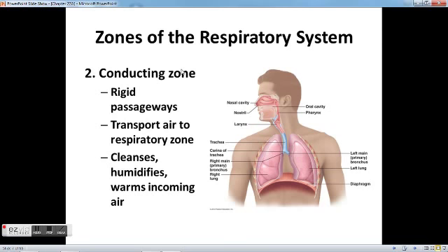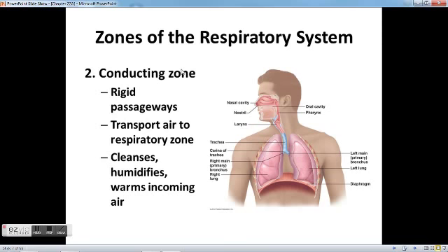Now, most of these passageways are really rigid because the very last thing you want is any of these structures to collapse. So things like your nasal cavity and your throat and your primary and secondary bronchi, those are really rigid structures because if they collapsed or were blocked for some reason, you couldn't get air down to the respiratory zone. No gas exchange occurs here. This is merely a tube.